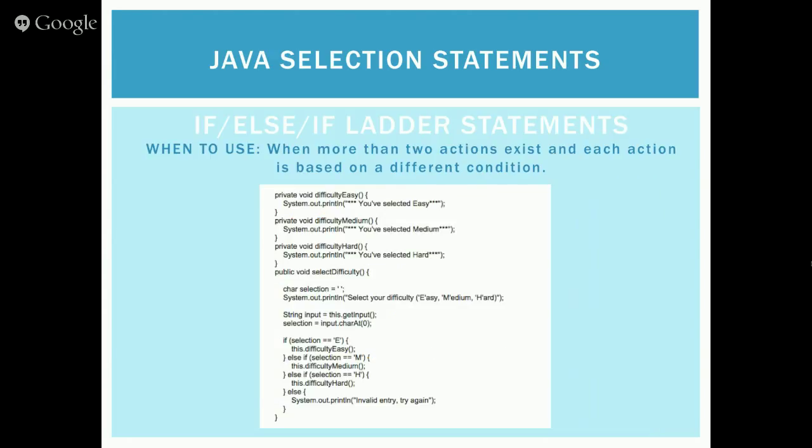Okay, and then the last selection type is the if-else ladder statement, and this is when you have more than 2 options. The example we have here is a function for selecting the difficulty of our game, between easy, medium, and hard. If the user selects an E, they will get easy mode, an M for medium, and an H for hard. If they don't select any of those, it goes to the last else statement, prompting them that they've entered an invalid entry and to try again. These are good for more than 2 options, and you can have as many else if statements as you need to.